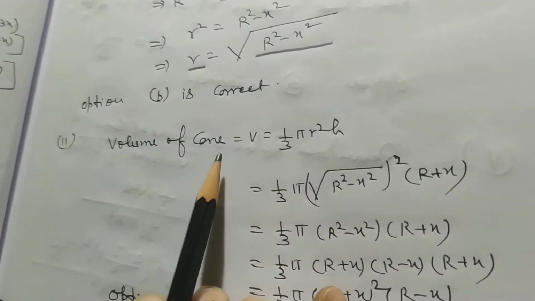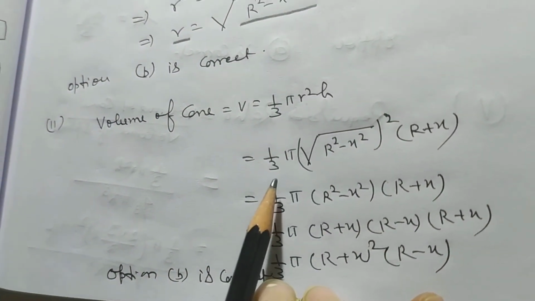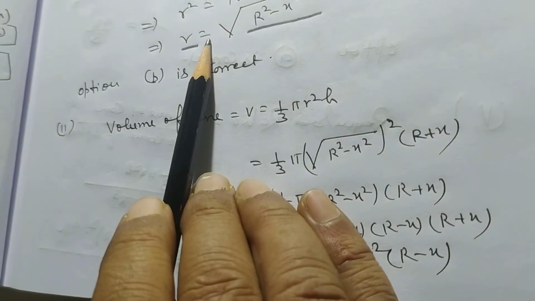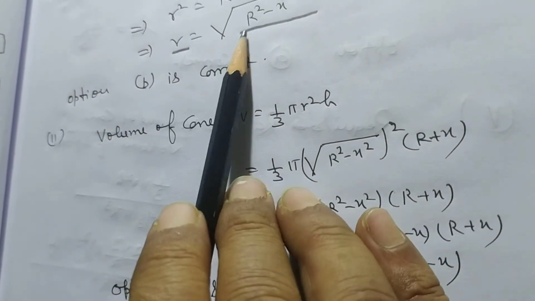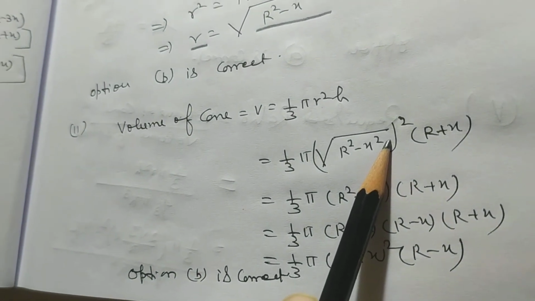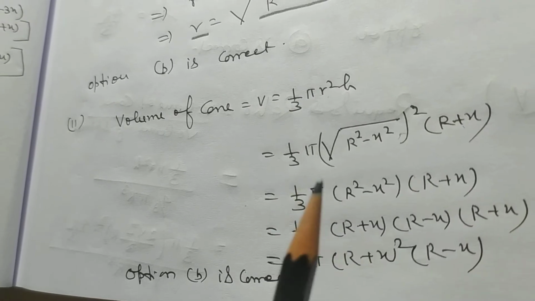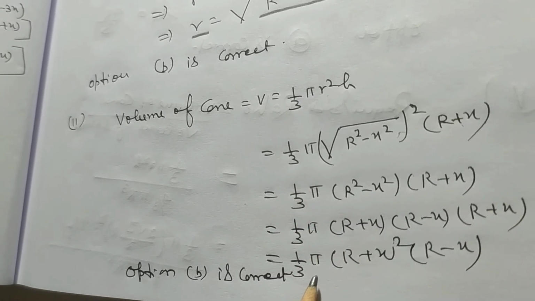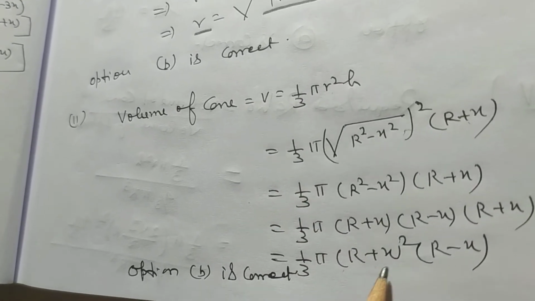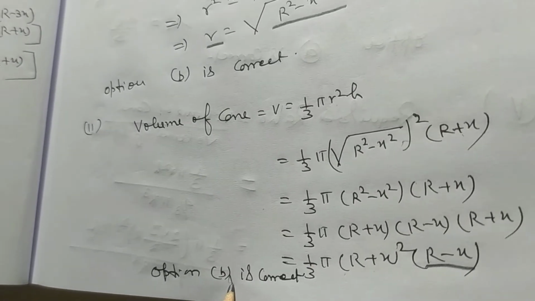Now, volume of cone V is equal to 1 by 3 pi r square h. And we just determined the value of small r is equal to root over R square minus x square, and the value of h is R plus x. So after solving, we will get 1 by 3 pi (R plus x) whole square into (R minus x). So B is the correct option.